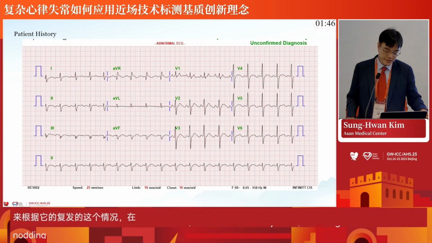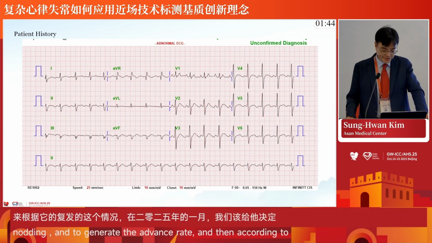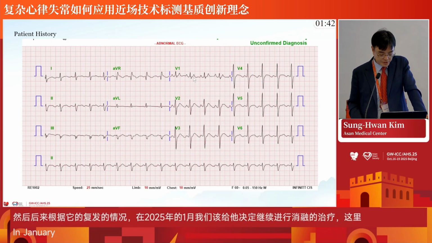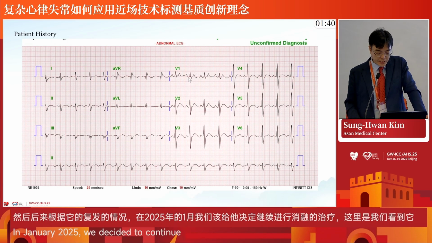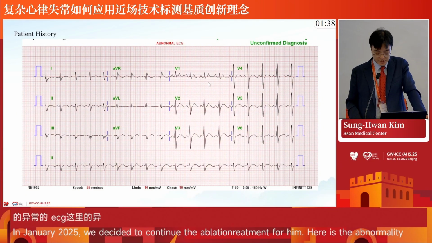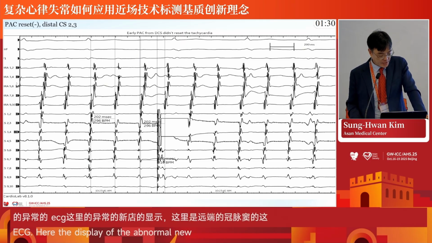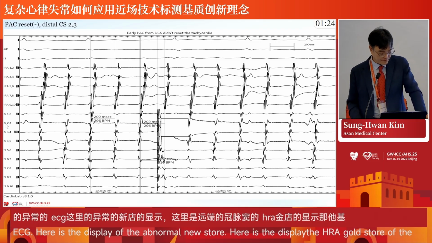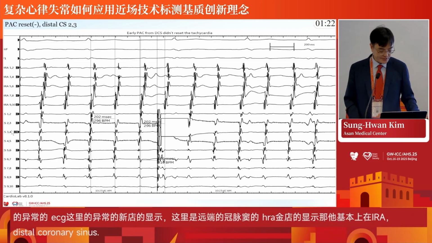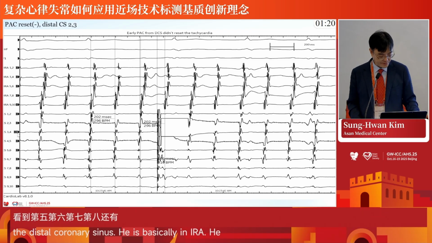This is a 12-lead ECG of the recurrence. We can clearly see the type of recurrence is atrial tachyarrhythmia, not atrial fibrillation. This is the electrogram during the procedure. HRA represents high RA, around the right lateral wall of the right atrium. CS represents coronary sinus. It's from the left atrium.